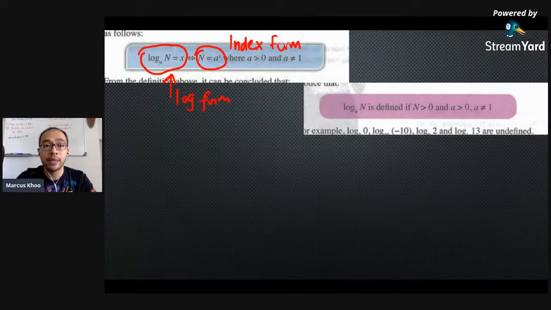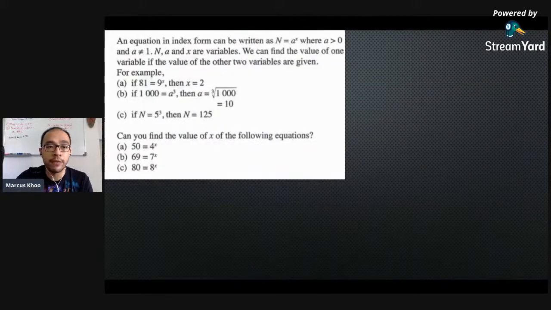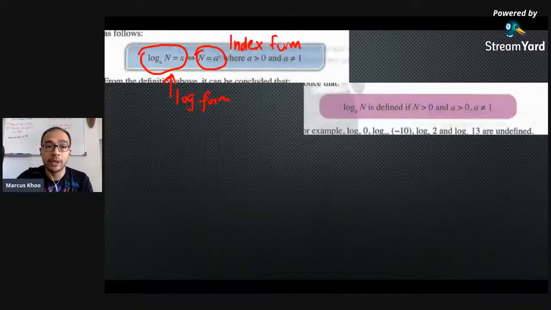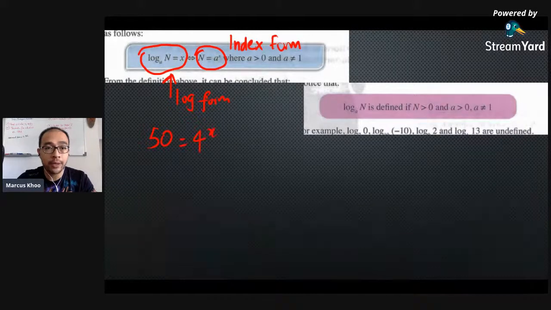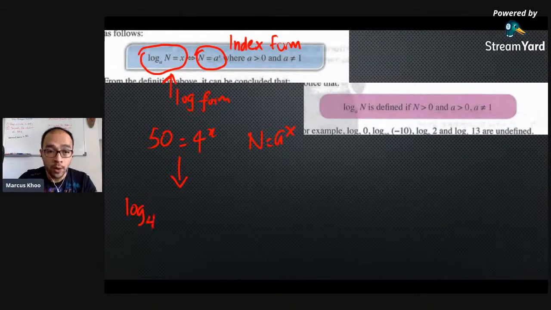Log a n equals x. n equals a to the power x. This is index form. This is log form. So for example, just now we go back to that example. 50 equals 4 to the power x. Now this is index form, which is n equals a to the power x. Therefore, 50 is n, 4 is a, and x is x. So if I change this to log form, I will get log base 4 of the number 50 equals x.